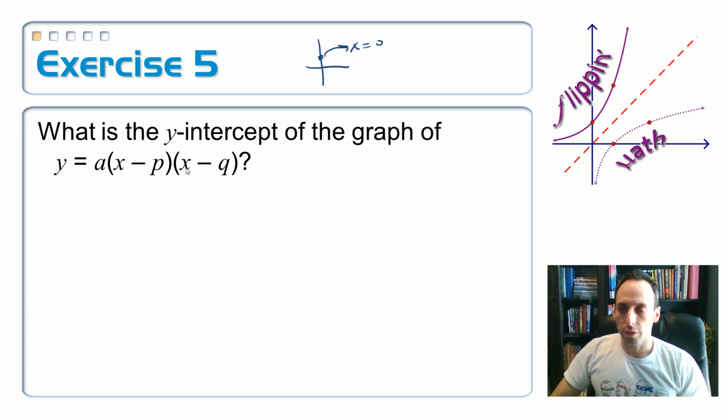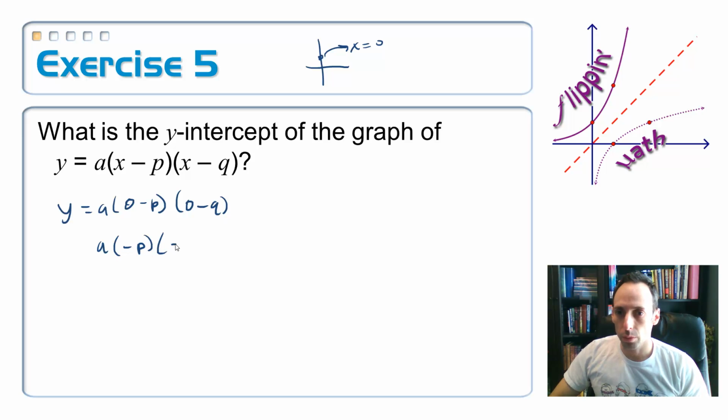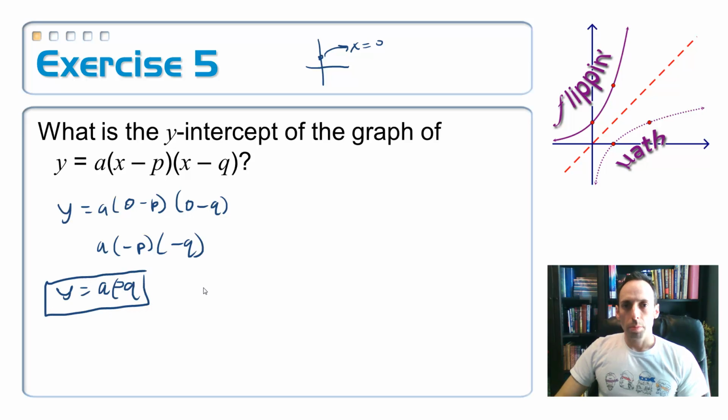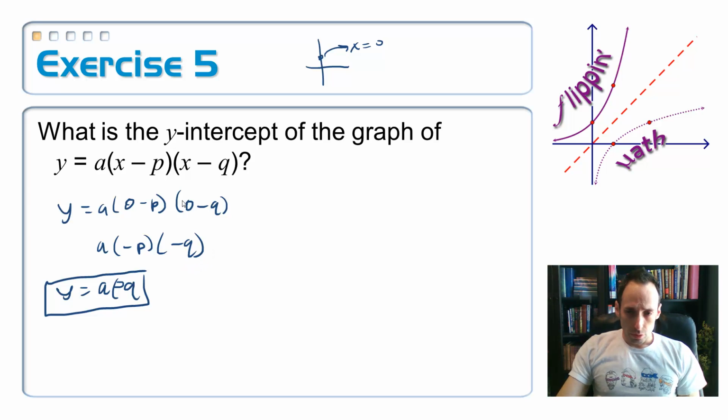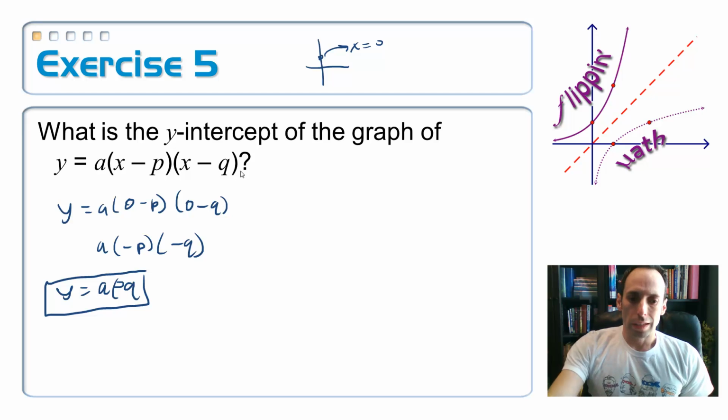So I'm just plugging zeros in for these x's. y is equal to a times 0 minus p times 0 minus q. And then simplify it. So for the first set of parentheses, I have a negative p, and the second one a negative q. A negative times a negative is going to make this positive, so it's a times p times q. There is the y-intercept. Piece of cake. Again, it's not a formula you need to memorize, it's just the process that you'd have to go through whenever p and q are some sort of numbers in the equation you were given.